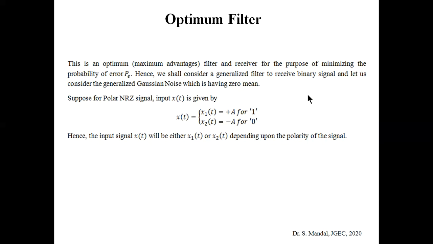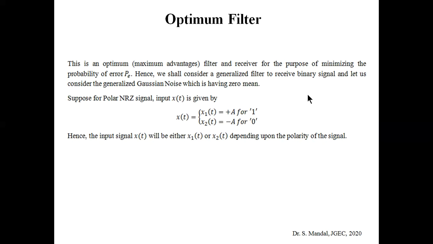In the last class I discussed the most simple receiver, that is the integrate and dump filter. An integrate and dump filter consists of a simple op-amp based integrator circuit. In this class we shall discuss the optimum filter.